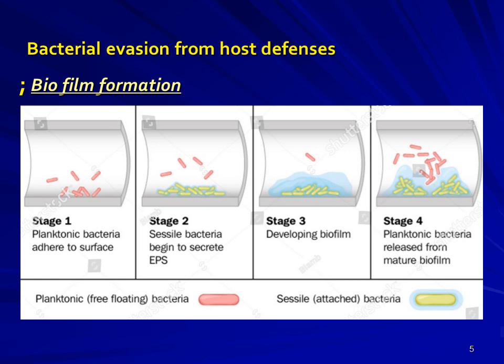And in the third stage, you can see the development of this material, which forms a film around the bacteria, known as biofilm. And this biofilm will protect the bacteria from the environmental defense mechanisms. And in the fourth stage, once the biofilm reaches a certain size, it gets detached from the particular area, and the microbial agents will get released into the blood circulation or to the local environment, causing infections.